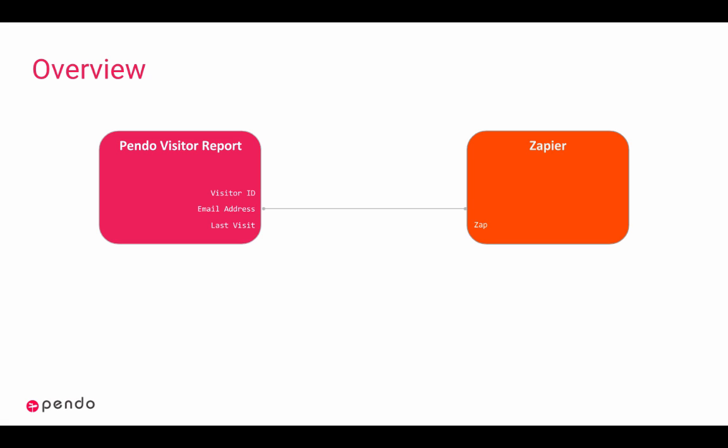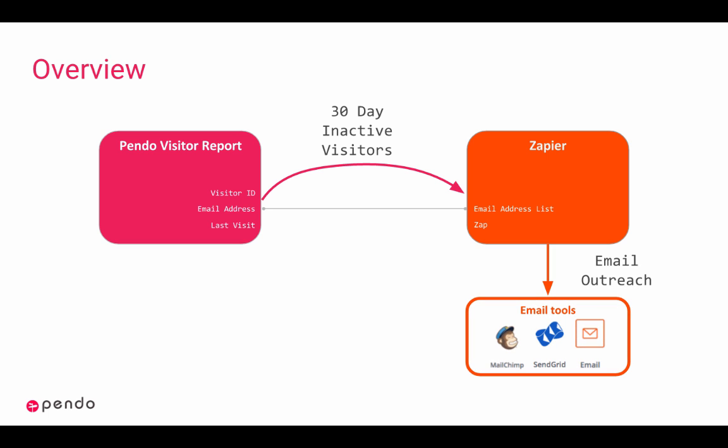The Zapier integration is based around a visitor report in Pendo. In this example, we'll create a report that pulls together a list of visitors who have been absent for the past 30 days. That list is passed to Zapier, where an email action is triggered for every visitor in the report. In this example, we're sending an outbound email, but you could use the visitor report information to trigger an action in any other Zapier-supported application as well.